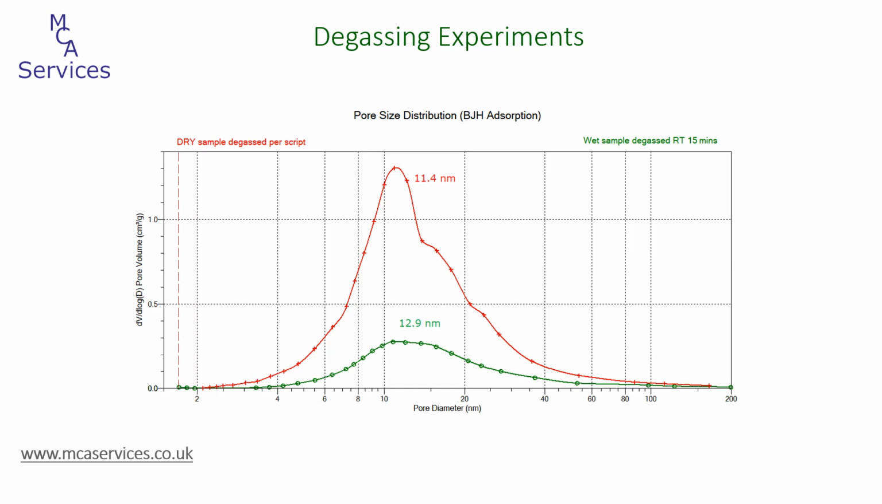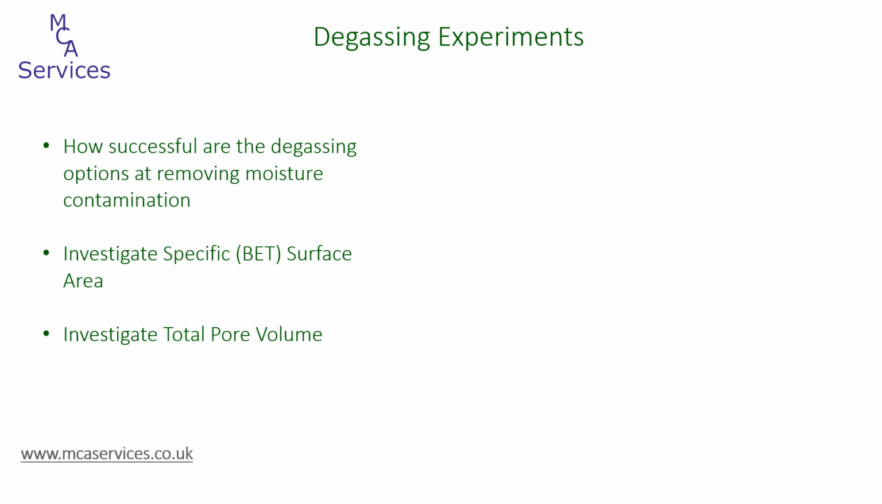The other important thing is to look at the area under the curves. Now that directly measures total pore volume, and we can see how the red curve is laying so much higher than the green. So how much pore volume is actually being obscured by the presence of moisture in that green curve. So we can clearly see the effects of incomplete degassing on analytical results.